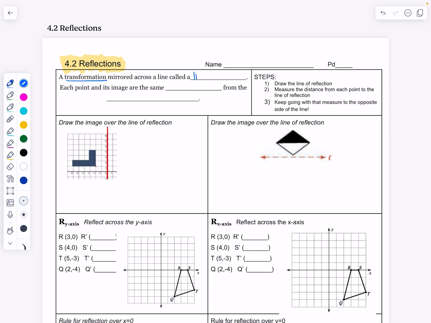We call that line the line of reflection, our reflection line or our line of reflection. Each point and its image, so the OG, each point and its image, the prime image, are going to be the same distance away from this line of reflection.